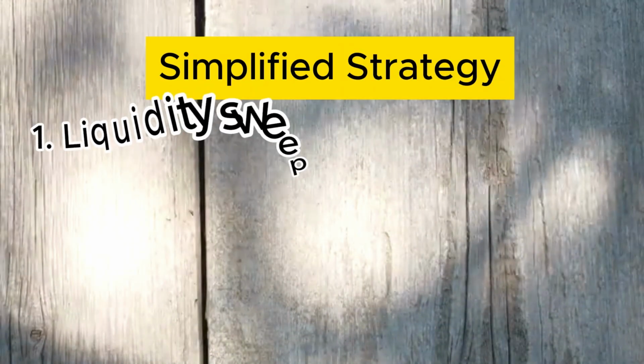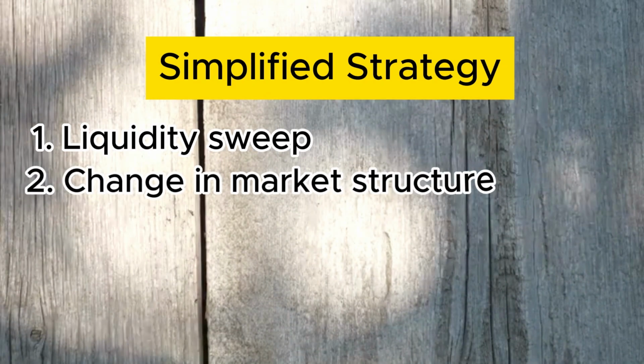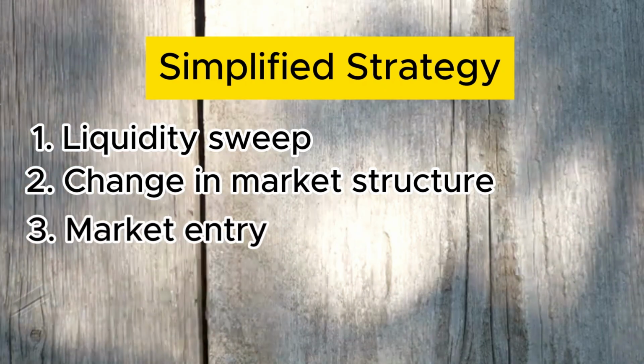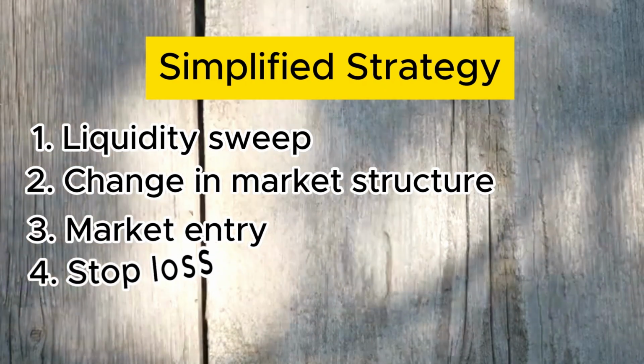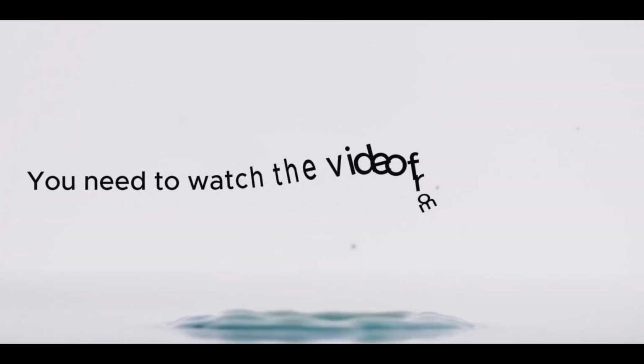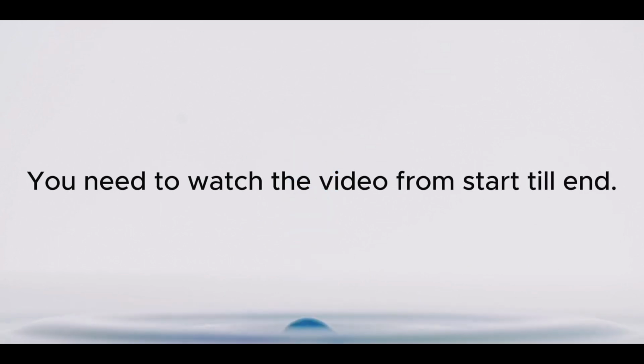So, the simplified strategy. The first part is liquidity sweep. The second part is change in market structure. Then you have market entry. I'll show you where to put your stop loss and where to take your take profit. You need to watch this video from start till the end so that you don't miss any important part.